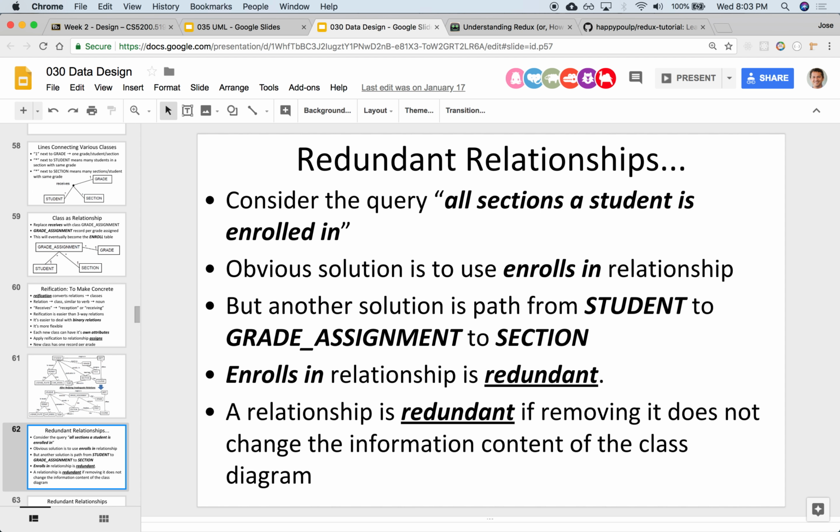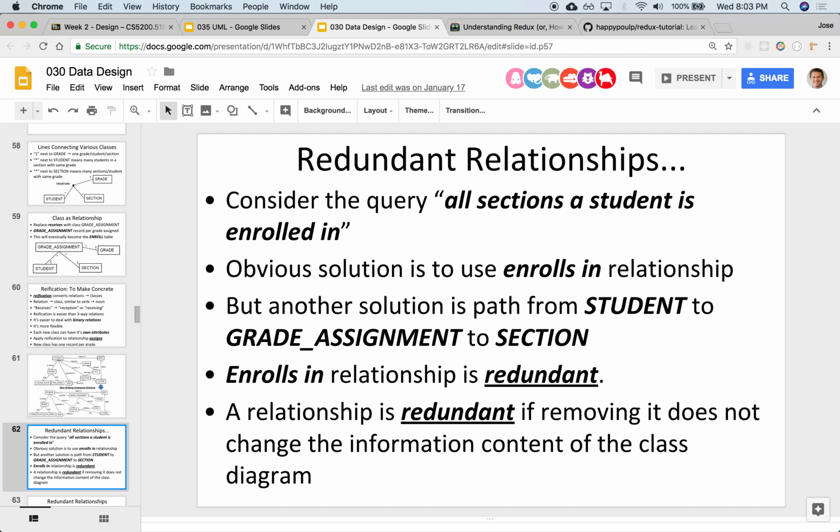All right. So if we go a little further, this says, consider the query that asks for all sections a student is enrolled in. That's one of the queries. One of the requirements at the beginning of the narrative was that we wanted the administration to be able to ask, what are all the sections that a particular student is enrolled in? That's one of the questions.